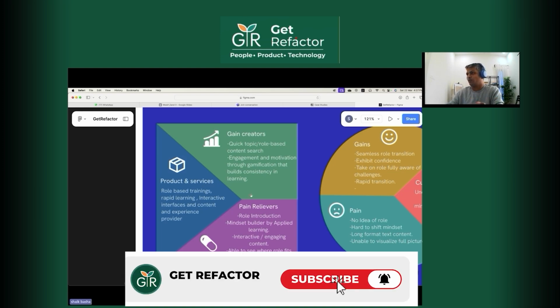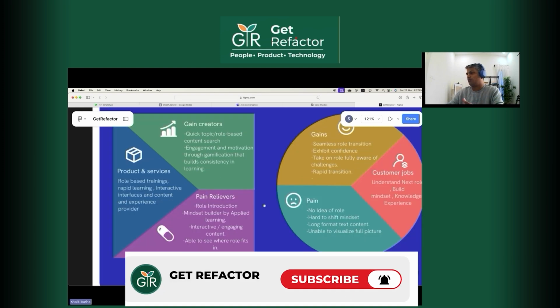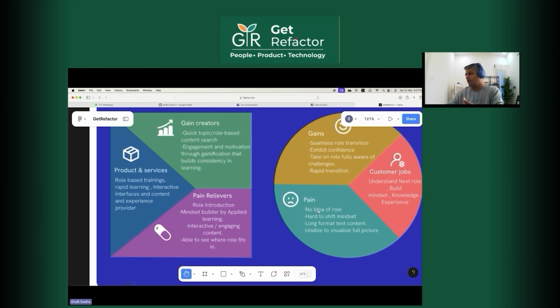And then there will be gain creators and pain relievers. You have to have one-to-one mapping. What is the pain? That you have no idea of the role. So role introduction, that is a feature that you are going to give, right? You will be introducing the role to the customer. And the hard to shift mindset is addressed by applied learning, right? So that's what the case study is about.